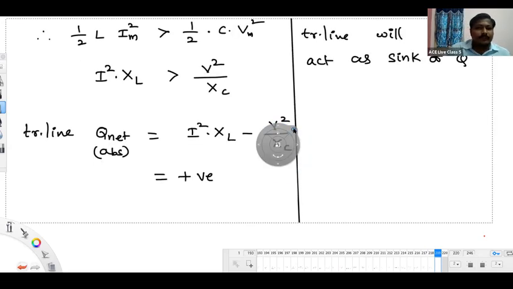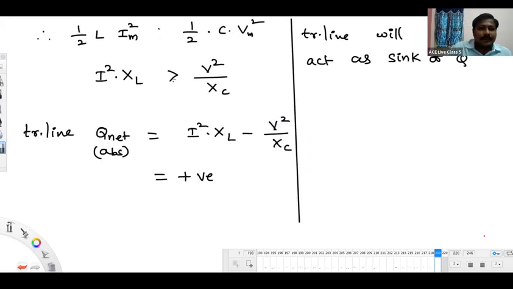So you can observe now, half L I square will be less compared to half C V square. I square XL will be less compared to V square by XC, and I square XL minus V square by XC, this number will come to be negative. So the transmission line will act as a source of reactive power, because absorption is coming negative now. Absorption is negative means the line is going to act as a source of reactive power.